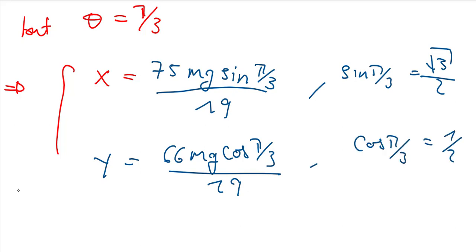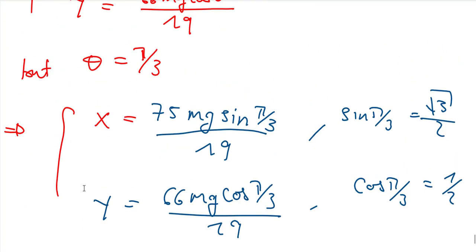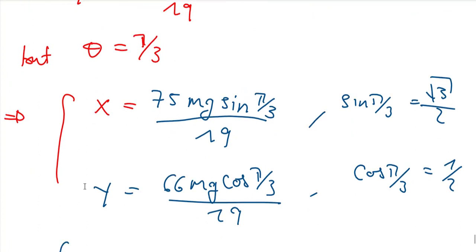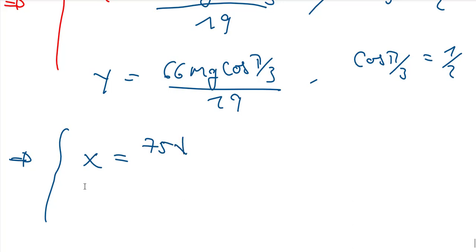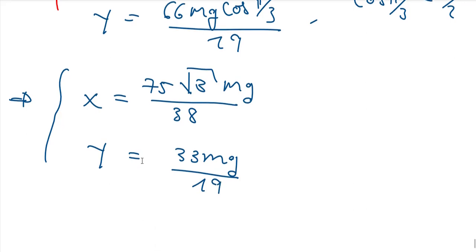So this means our system, we will have x will be equal to 75 root 3 on 38, or 75 root 3 mg divided by 38, and the other one will be half times 66, which will be equal to 33 mg on 19. So that's what we have as x and y.